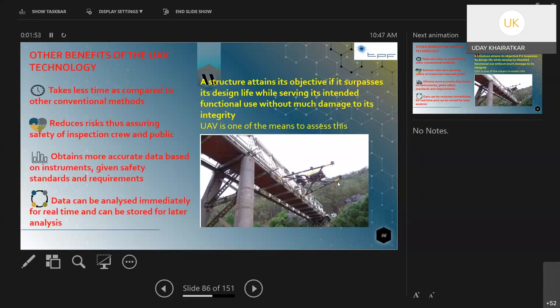Another benefit is that it takes less time as compared to other conventional methods. Previously, scaffolding and staging used to be erected to inspect a bridge from the bottom. This is avoided. It reduces risk, thus assuring safety of the inspection crew. Of course, it is very safe. You are sitting somewhere near the bridge and inspecting the bridge without physically going to the elements that we are inspecting. It obtains more accurate data based on instruments, given safety standards and requirements. Data can be analyzed immediately in real time and can be stored for later analysis. We can even photograph and videograph the whole inspection, record it, and store it also.